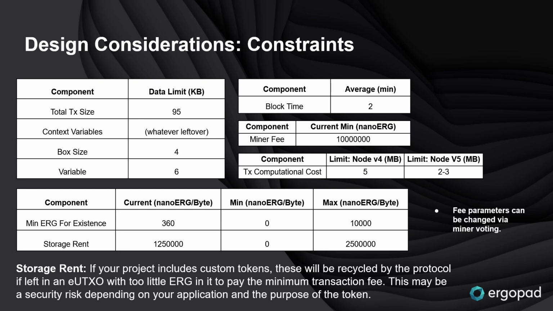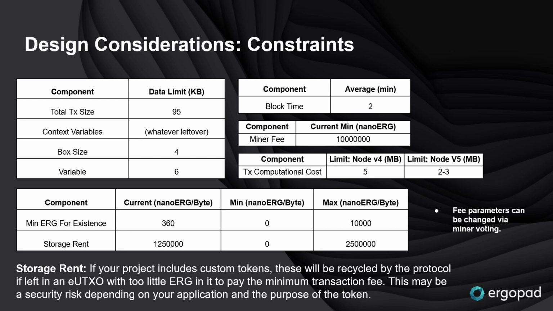The average block time is 2 minutes. The current miner fee is 10 million nanoerg. The computational cost is 5 megabytes. And then this was reduced to 2 to 3 megabytes in version 5 of the node. So we have less computational cost available to us in node version 5. But the other improvements that the node version 5 brings sort of offset this reduction.